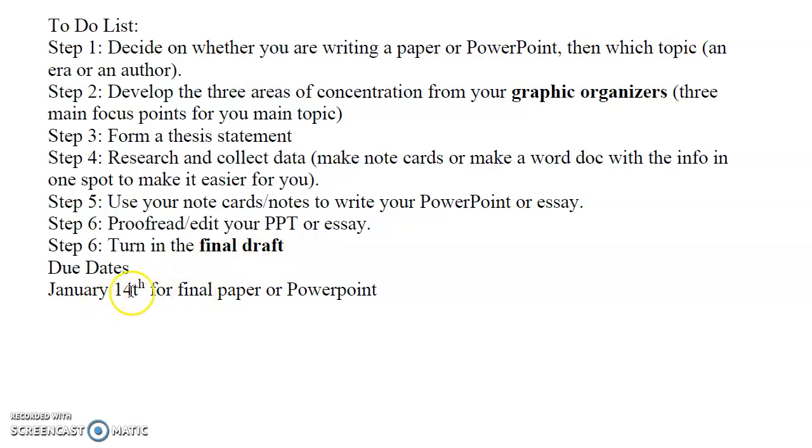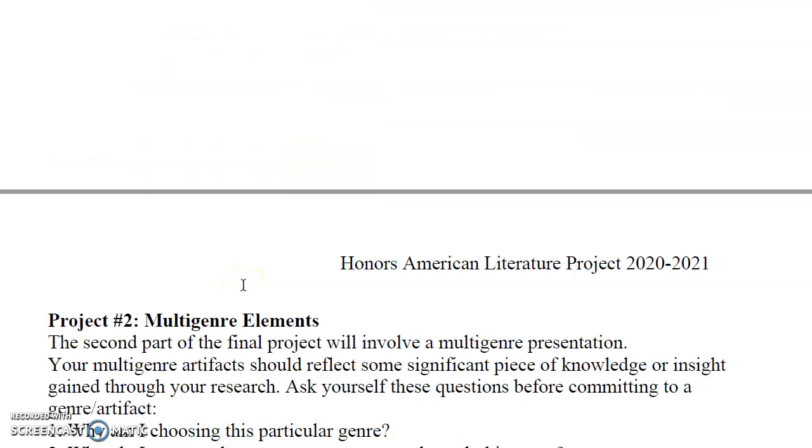Again, the due date's the 14th. I'll fix that wonky T there. The due date's the 14th for everything.